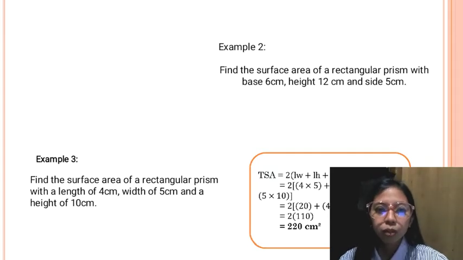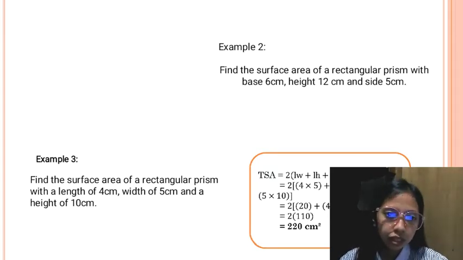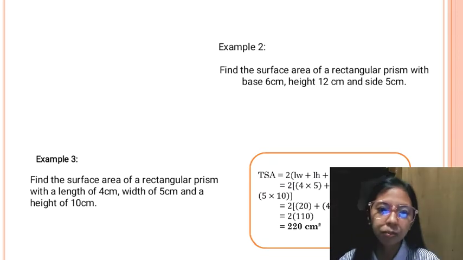Then, multiplying those inside the parentheses, we will derive the answer of 2 times the parentheses of 20 plus 40 plus 50, which will become 2 times 110.